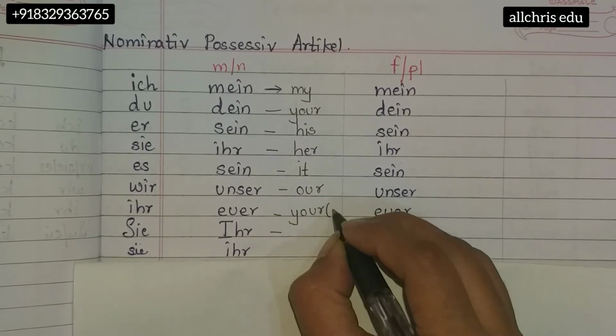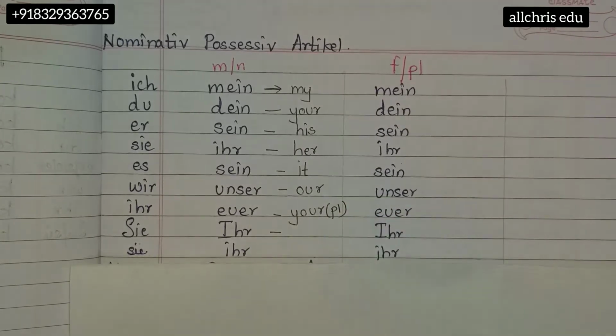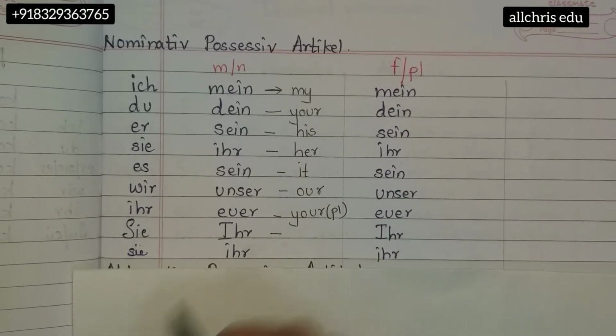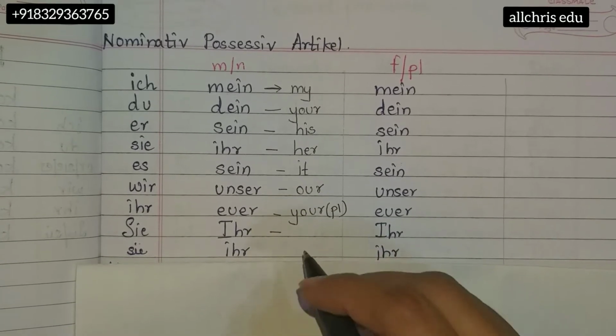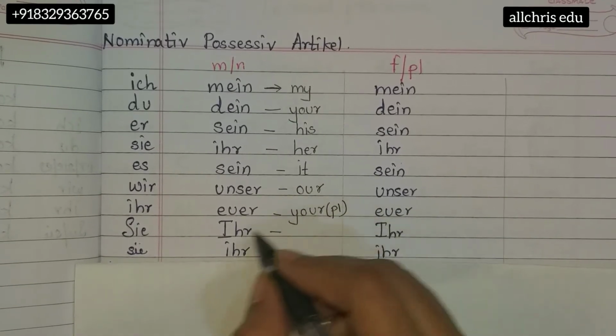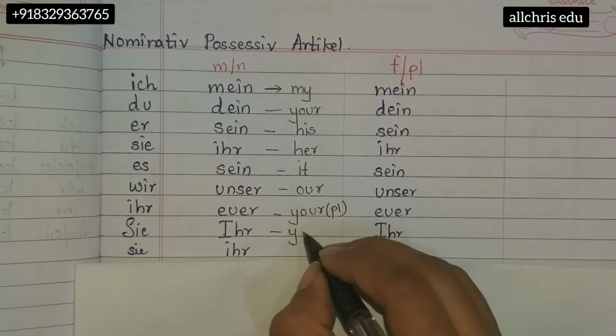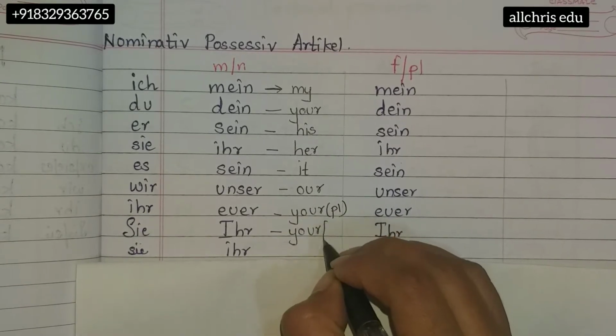In the plural form: these are your books, children. So that time it is in the plural form. I'm talking to all the children together. These are your books, children. This is your, but in a formal manner.